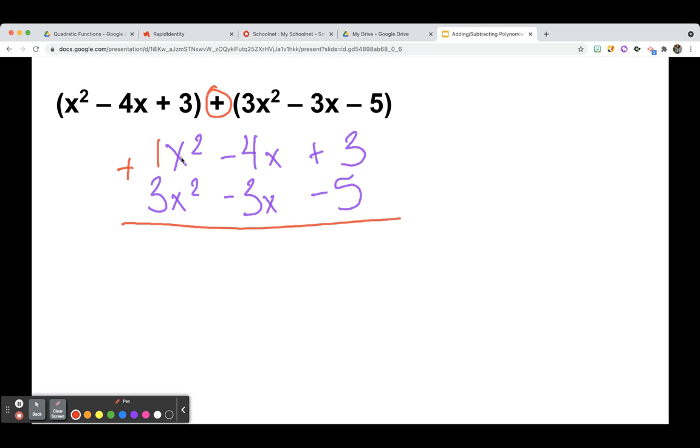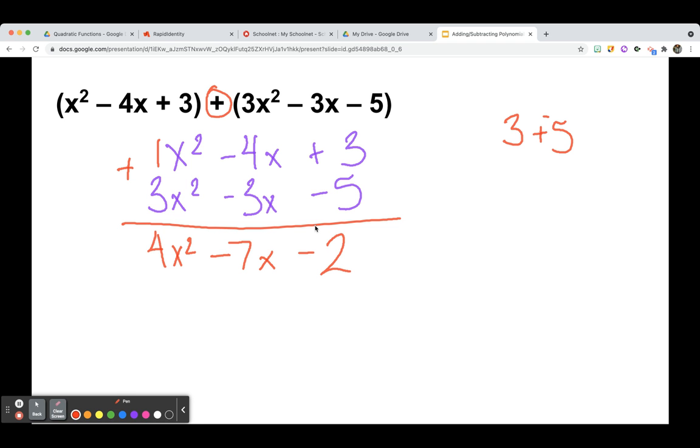There's an invisible 1 hanging out here, so 1x squared plus 3x squared. I'm only adding my coefficients, or the numbers in front of my variables. So it is 4x squared. I have negative 4 plus negative 3, so that's negative 7x. Again, leave your variable the same. Then I have positive 3 minus 5, or positive 3 plus a negative 5, and that's going to give me a negative 2.